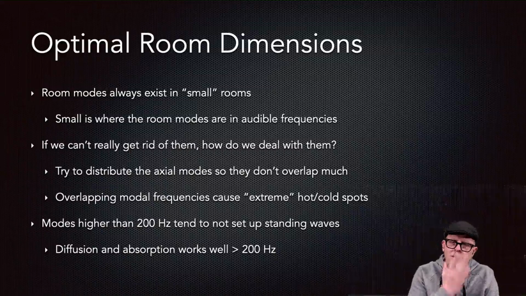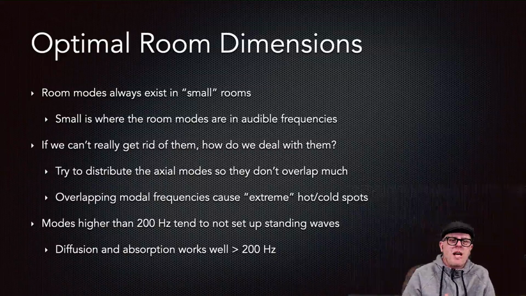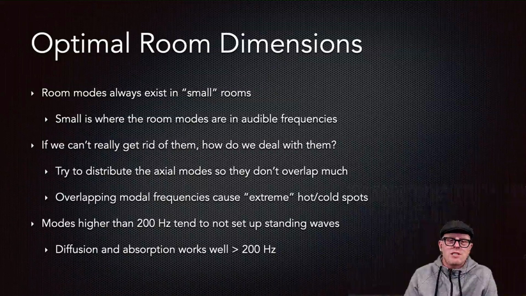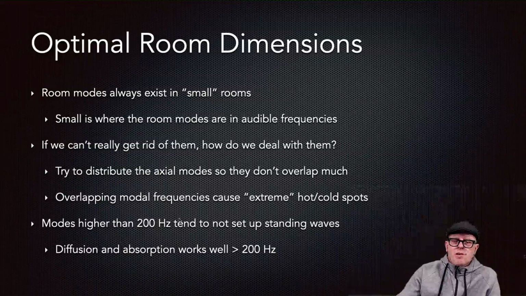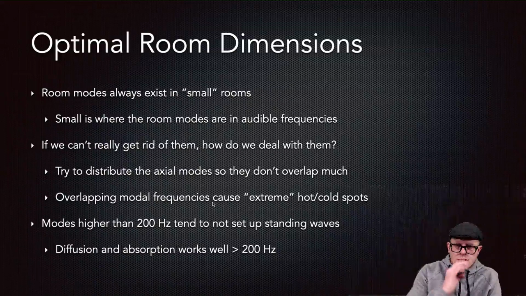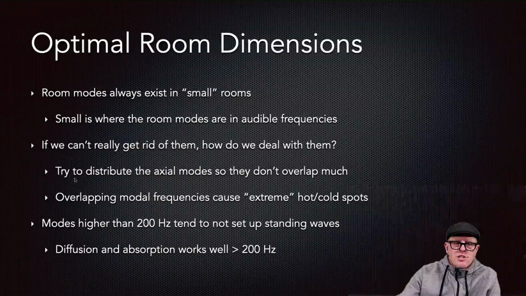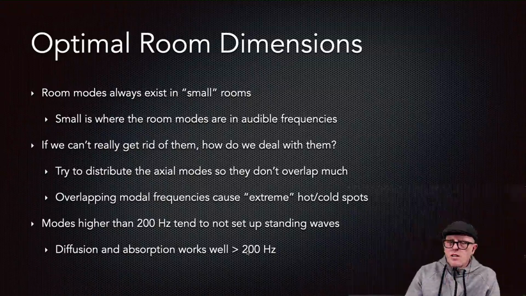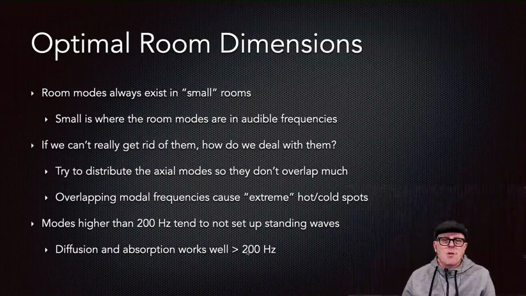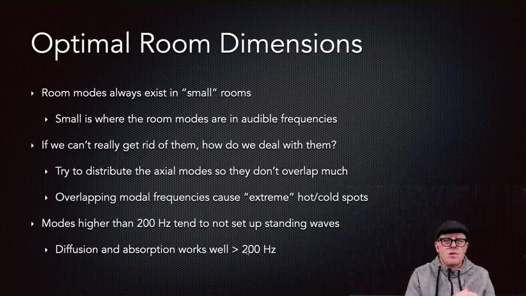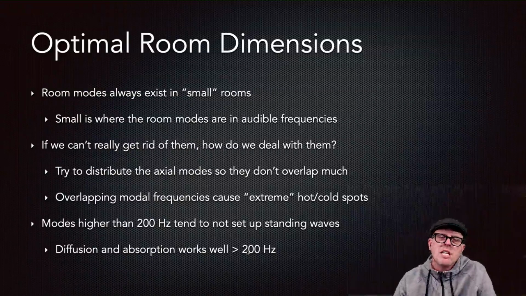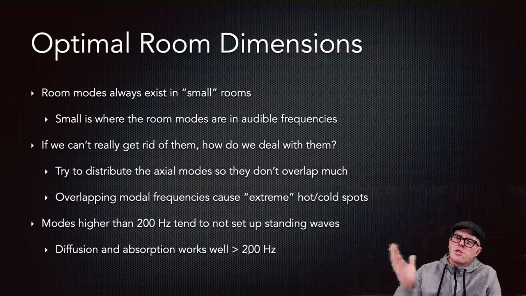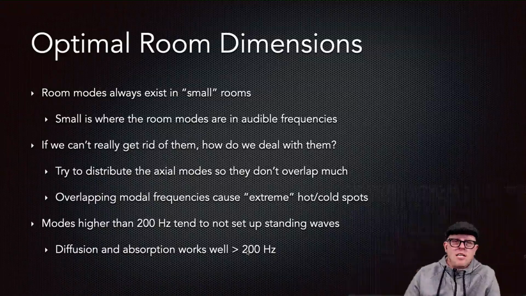So if we can't get rid of them, how do we deal with them? Try to distribute the axial modes so they don't overlap much. Overlapping modal frequencies cause extreme modes. We'll see what this means in just a second. Modes higher than 200 hertz tend to not set up standing waves. So with diffusion and absorption, around 200 hertz and above, we can add a lot of absorption and diffusion. We've seen that over the last couple weeks. So we can deal with higher frequencies. It's those low frequencies that are so hard to deal with.